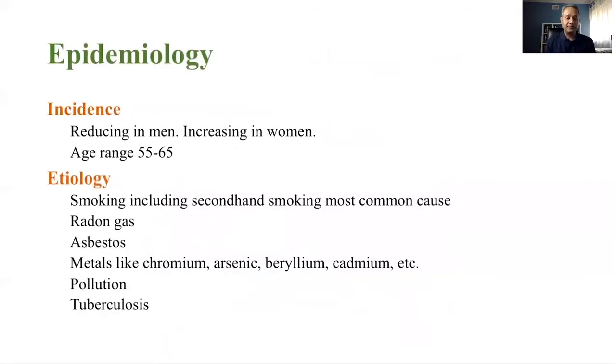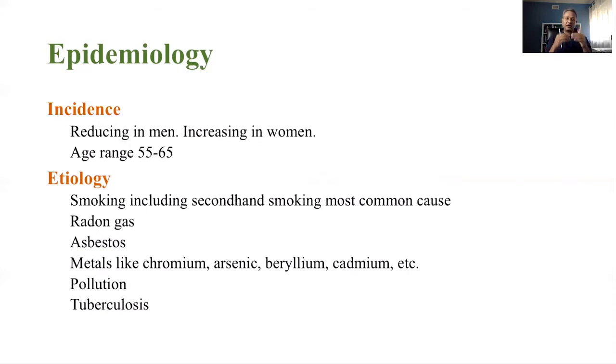Okay, epidemiology. As I said, incidence is reducing in men and increasing in women. The normal age range of 55 to 65 is where these cancers normally appear. The most common problem is smoking. Why does smoking cause the problem? Every time the patient is smoking, there is irritation of the lung epithelium. That irritation can result in continuous abuse and finally cause genetic mutations in the cell.